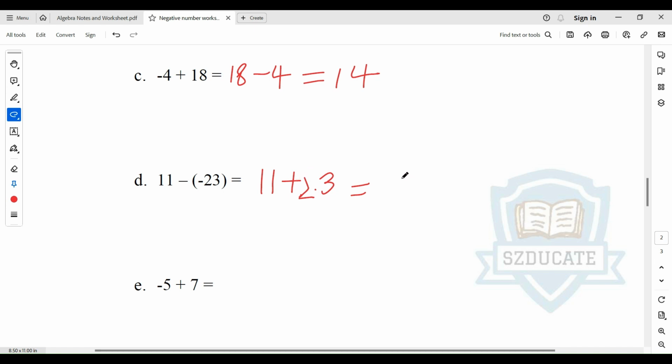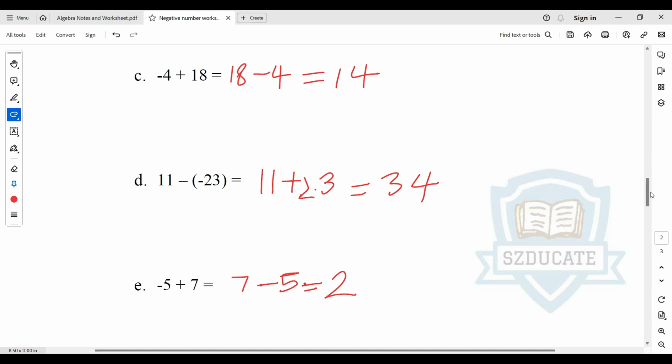Okay, so 23 plus 11 gives you 34. Minus 5 plus 7. Okay, maybe I can expand further, but it's very big already. Forget it. Minus 5 plus 7. Okay, this one is very simple. I'm just going to adjust it. 7 minus 5 will give me 2.